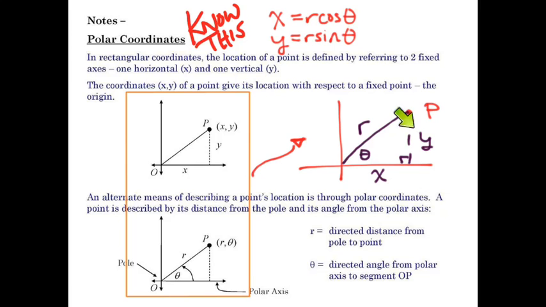So again, just looking at right triangle trig, x is r cosine theta, y is r sine theta, and that's going to allow us to go back and forth. And we use our Pythagorean theorem to relate x squared plus y squared is equal to r squared, as that's the hypotenuse. And then theta is our arctangent value of y over x, which is opposite over adjacent.